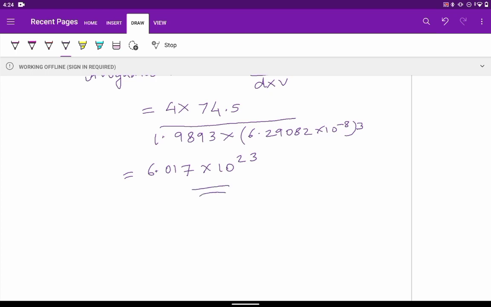I hope students, all of you could understand the 3 numericals I solved today. It will definitely help you in your examination.